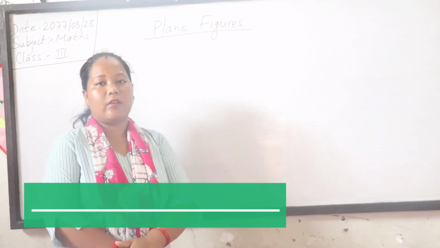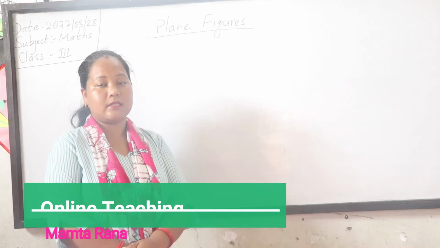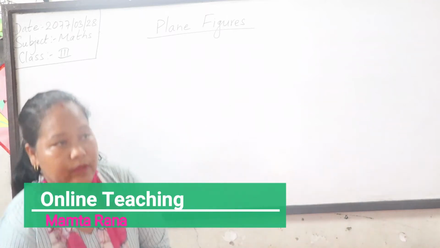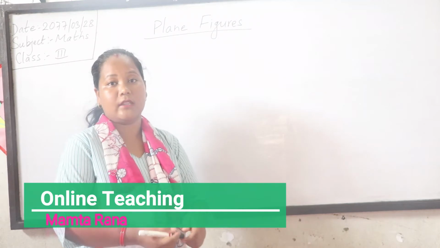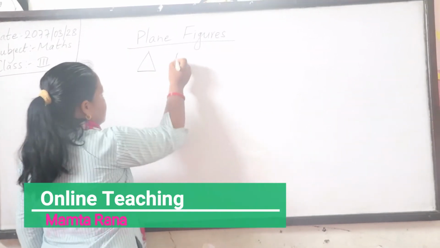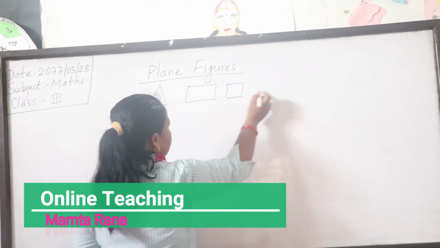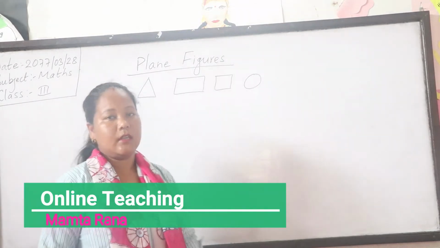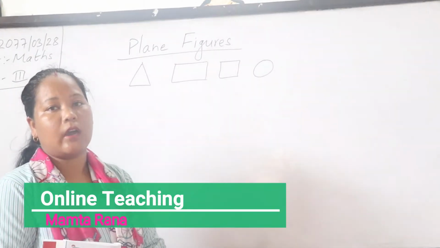We read already in our previous class: triangle, quadrilateral, circle. Yes, they are examples of plane figures. Plane figures are also called 2D figures, and they have only length and breadth. Triangles, rectangles, squares, circles are examples of plane figures, and they have only length and breadth. They have no height.